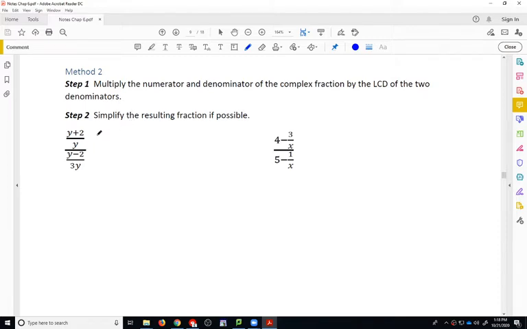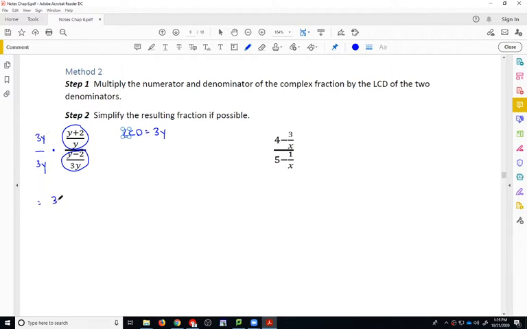So what this looks like is that you notice that this is a complex fraction. And then you have to identify what the lowest common denominator would be for the numerator and for the denominator. So you'll see that this one has a denominator of y, and this one has a denominator of 3y. So your lowest common denominator would be 3y. And then you're going to multiply your complex fraction by 3y over 3y. You're allowed to do that because you're really only multiplying by 1.